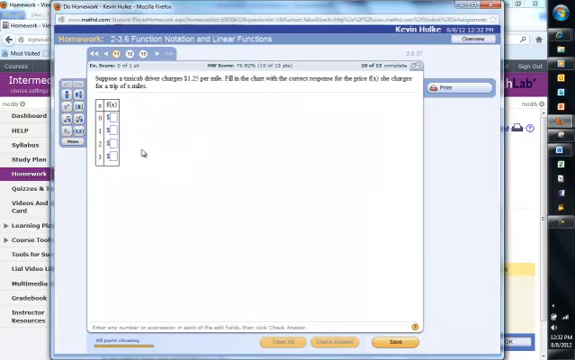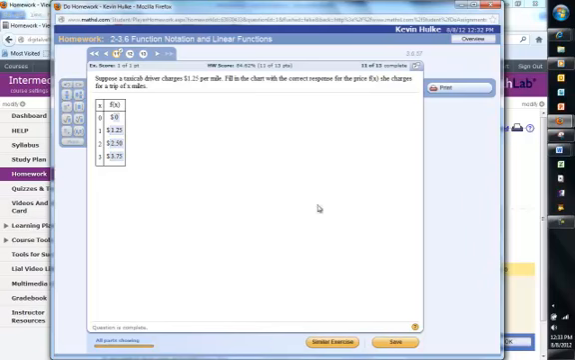Number 11. Suppose a taxi cab charges $1.25 per mile. Fill in the chart with the correct responses. So if they go 0 miles, you don't have to pay any money. If you go 1 mile, you pay $1.25. If you go 2 miles, you pay $2.50. And if you go 3 miles, you pay $3.75.